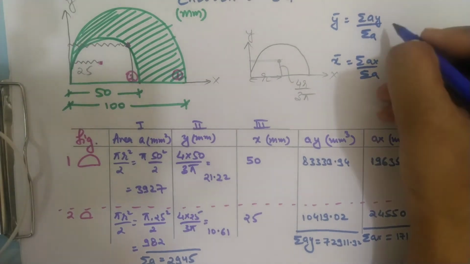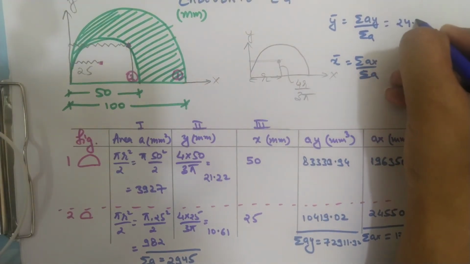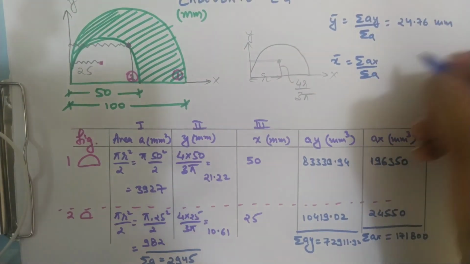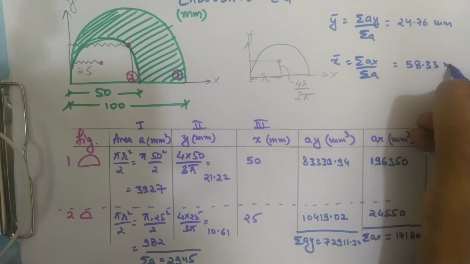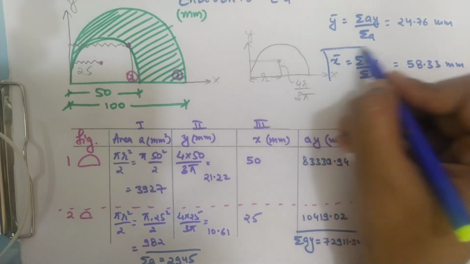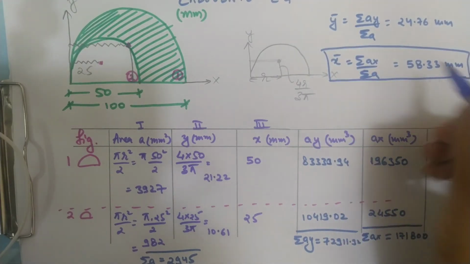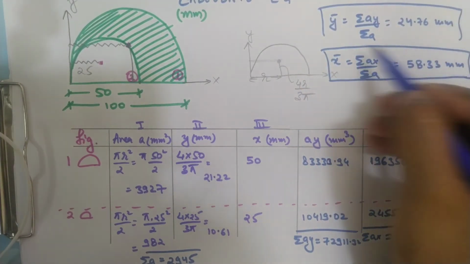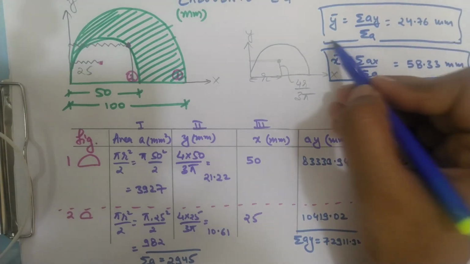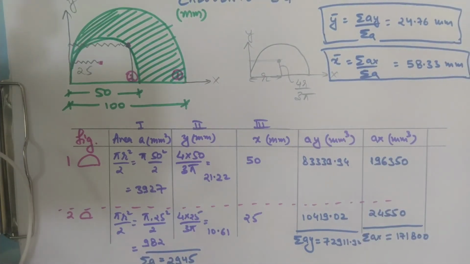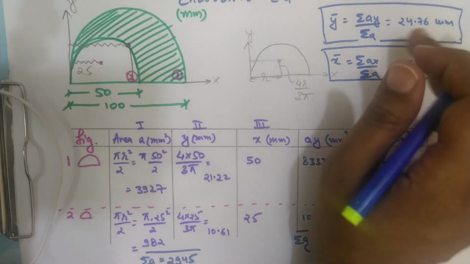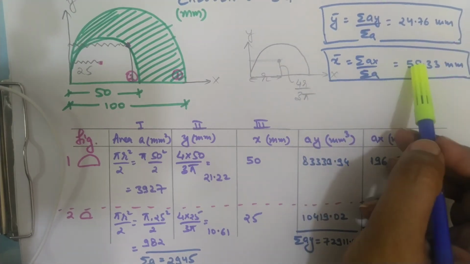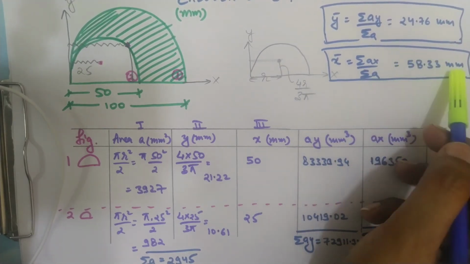I am getting a value here around 24.76 mm, and for this one I am getting 58.33 mm. If your book values and these values do not exactly match, do not worry. Plus or minus 3 is okay. For example, in this one, if you are getting 20 or suppose 27, it is okay. Near values are okay. If in this one you are getting 55 or 60, it is okay.